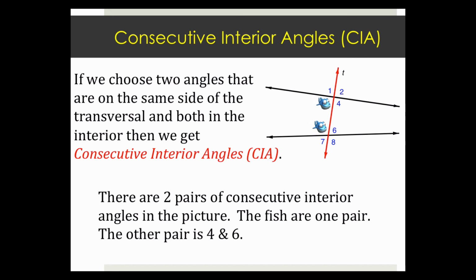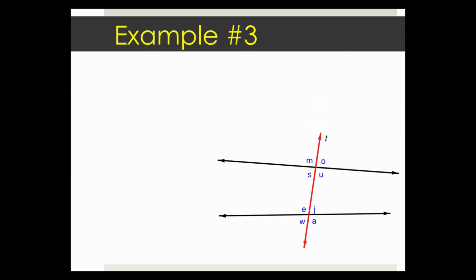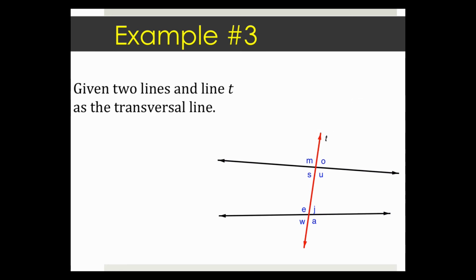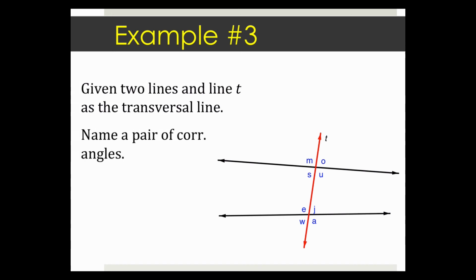Okay, let's see if this makes any sense now. So now we get rid of all the numbers, we get rid of the moving objects to distract you, and I've labeled those 8 angles using the letters of the word mouse jaw. Lillian, what am I looking for first? I think I'm looking for the corresponding angles.